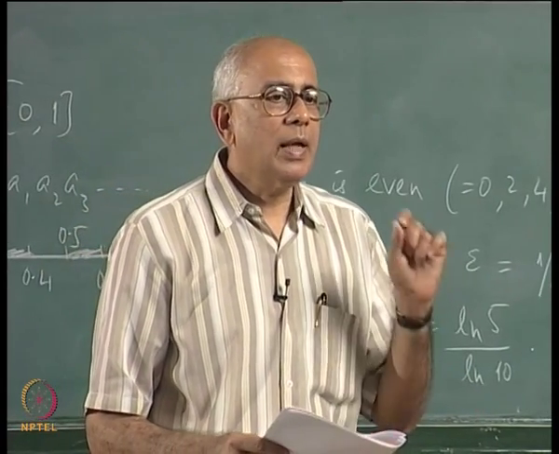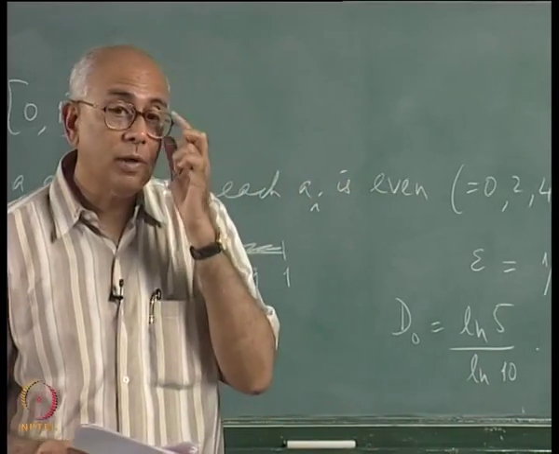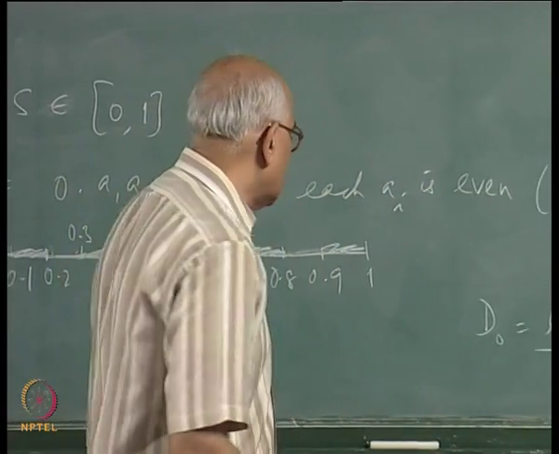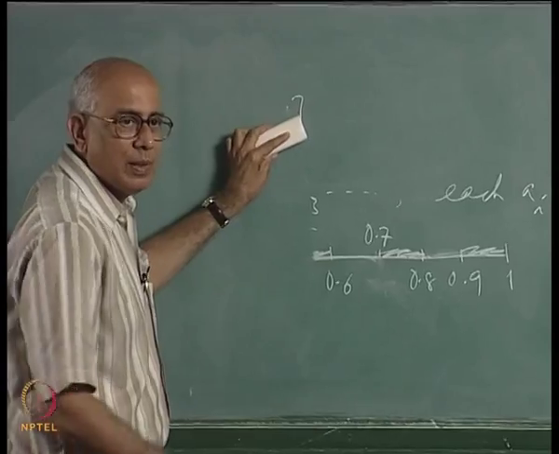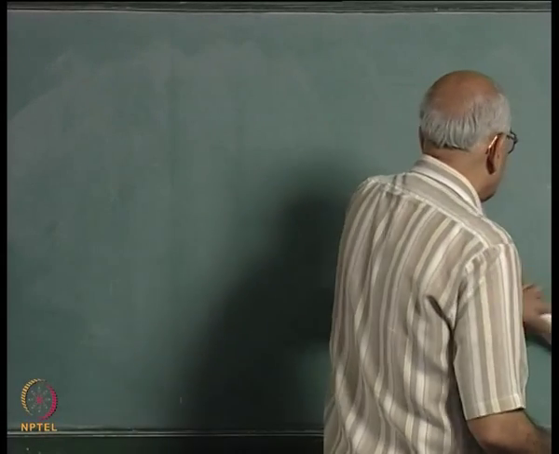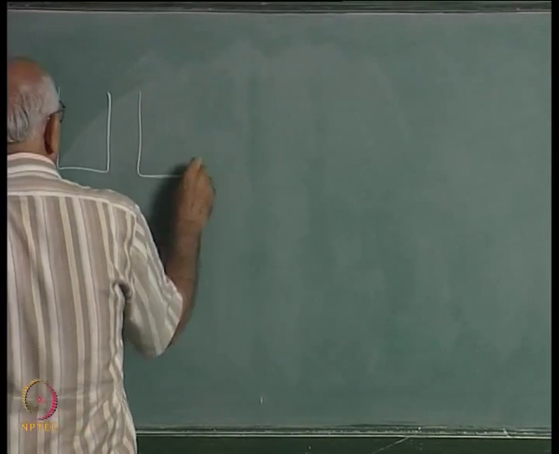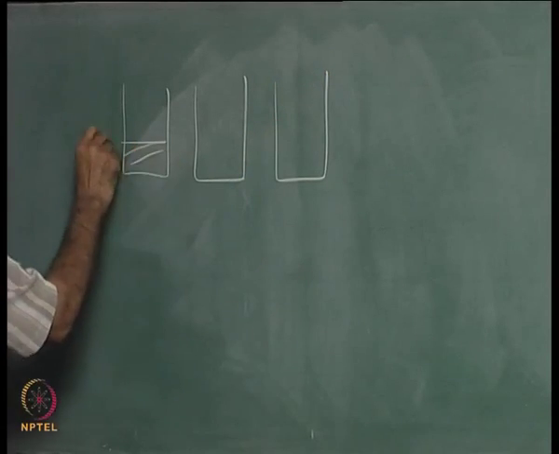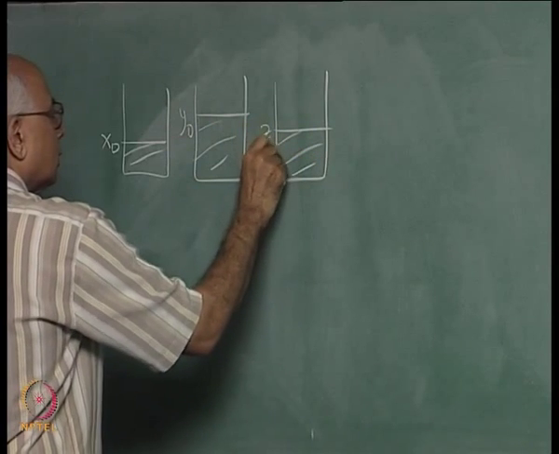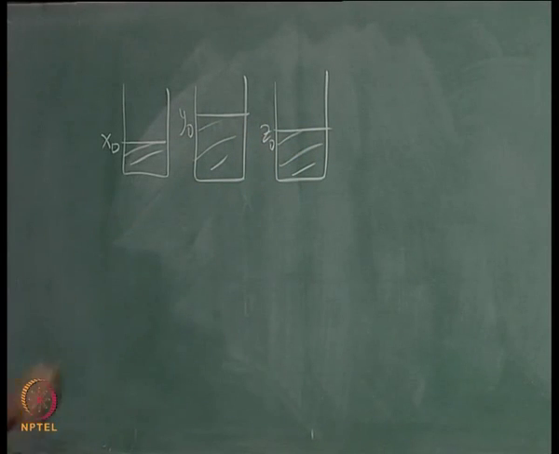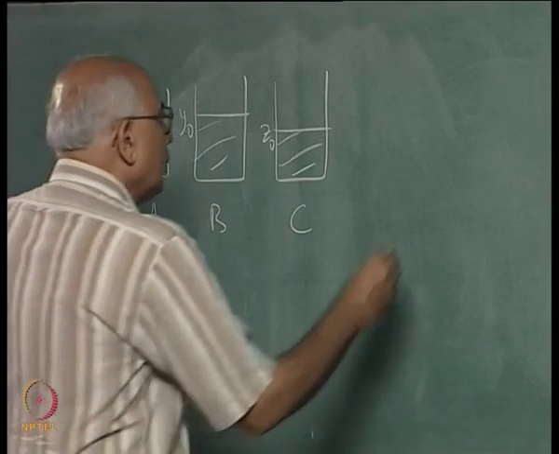In other words, what are the values of the levels in the three glasses after n iterations of this step? So this is done in a very straightforward way. We could randomize this problem as well, but this is completely deterministic. So it's just a set of three recursion relations. I start with three glasses, this one has some x naught, this one has maybe more, we don't care, y naught, and that one has some z naught. And you keep pouring from one to the other, and you ask, what happens to the levels finally?